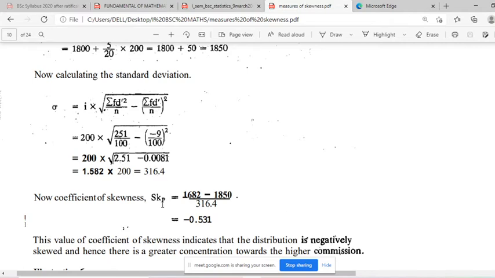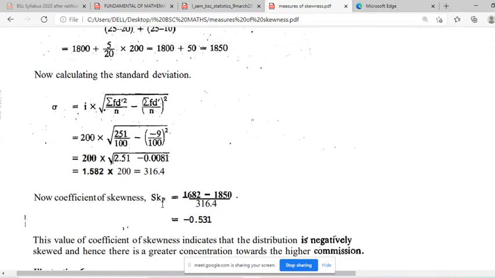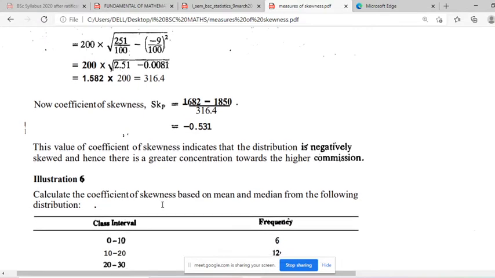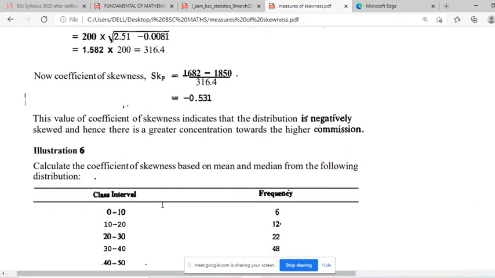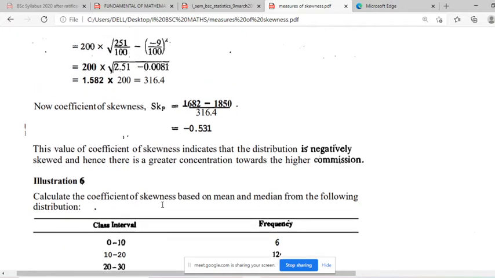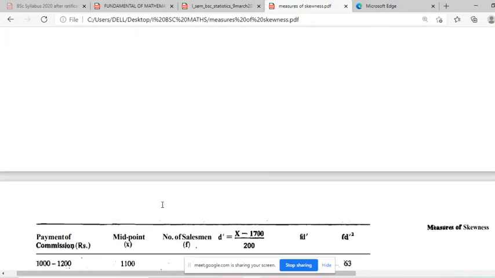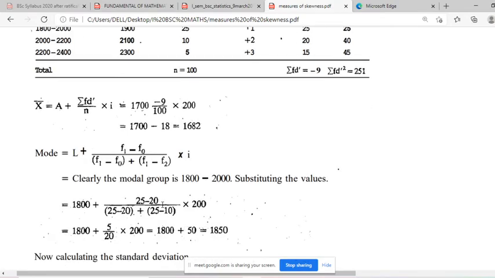So what is the formula of Karl Pearson measure of skewness? Sk is equal to mean minus mode divided by standard deviation. So 1682 minus 1805 divided by 316.4, that equal to minus 0.531. So this is negatively skewed, so you can say that the distribution is negatively skewed. Okay, I think you got the idea of this problem. You can compute all these values and study.